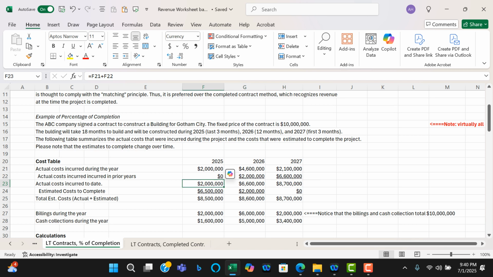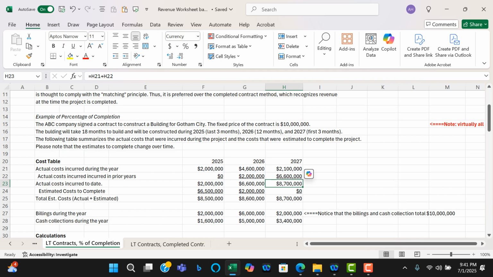Now, these are sort of progress reports. They paid this the last 3 months of 2025. They paid this during all of 2026 and 2027. They paid first 3 months of 2027. They paid 2,100,000. These were the actual costs from the previous year. So these are your actual costs as they build.